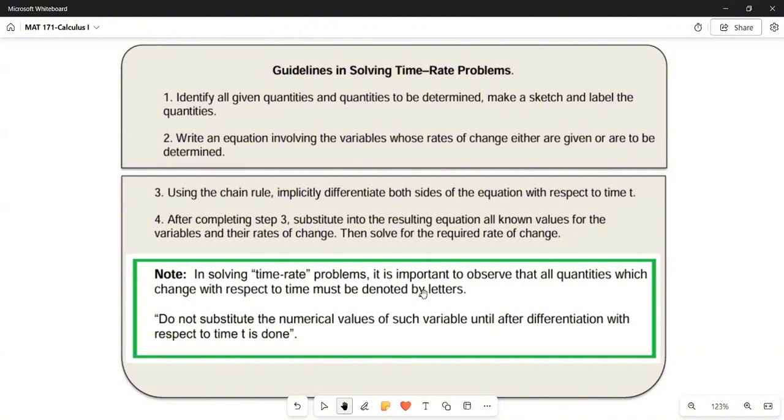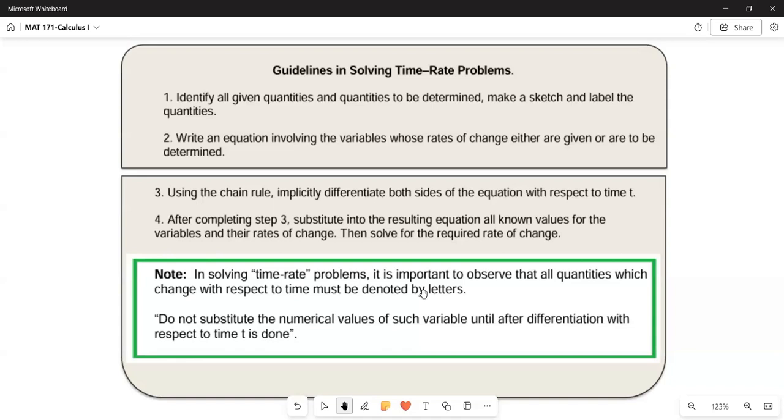Note, in solving time rate problems, it is important to observe that all quantities which change with respect to time must be denoted by letters. And then sabi dito is, do not substitute the numerical values of such variable until after differentiation with respect to time t is done. So hindi, kung meron tayong working equation, make sure na nakapag-differentiate na kayo sa working equation na yun. Hindi po pwedeng meron kayong working equation tapos wala pang differentiation. Nagsasubstitute na kayo, mamamali kayo ng sagot.